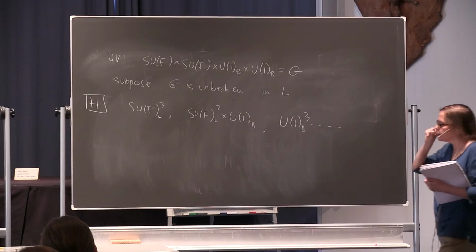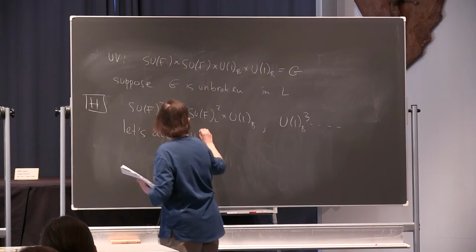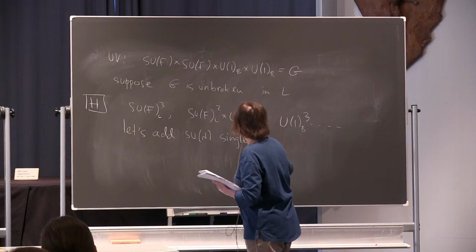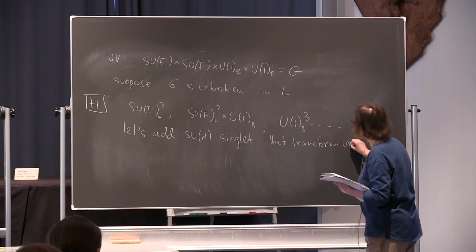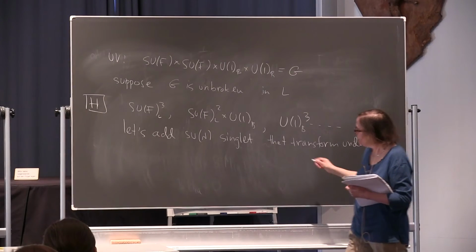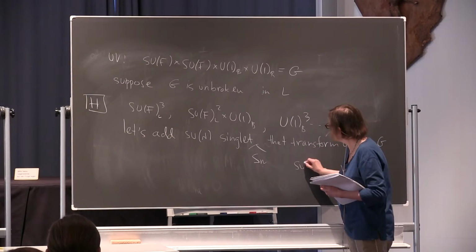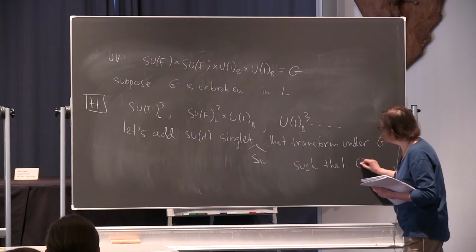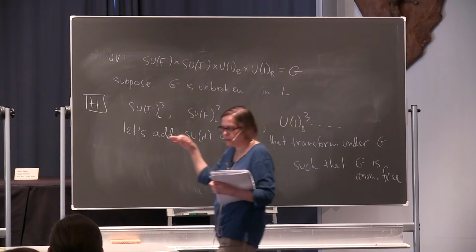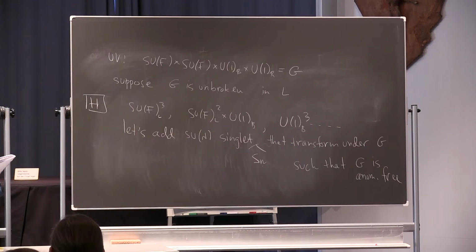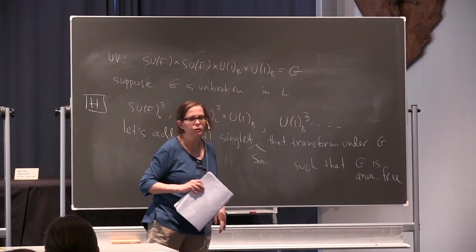So I can say, okay, let's add SU(N) singlets that transform under G, under this global symmetry. I'm going to call them S_N. There is a bunch of singlets, such that now G is anomaly free. And so with the addition of these S_N, I can gauge this global symmetry. So I'll have my original quarks and also these S_N in the original theory.